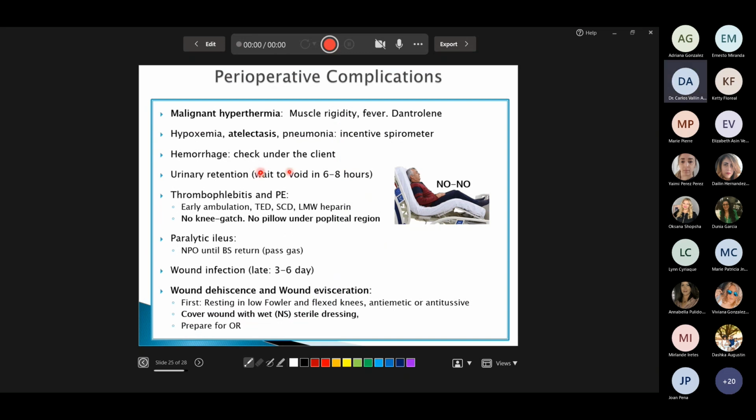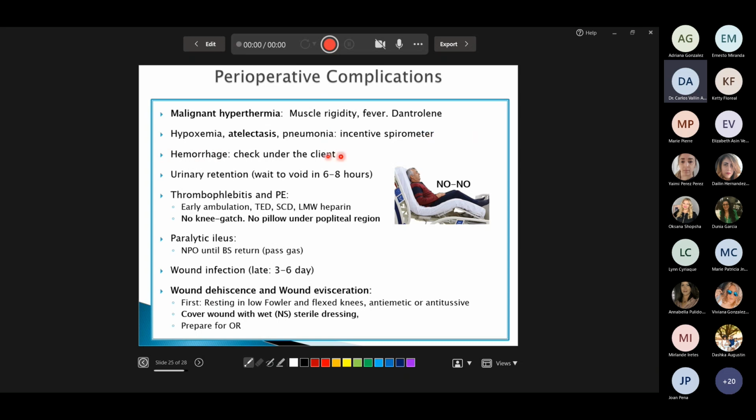Remember the perioperative complication of malignant hyperthermia, which is diagnosed when the patient develops fever during the surgery or immediately after the surgery, and muscle rigidity. The medication dantrolene should be available to treat this malignant hyperthermia. The patient is at risk of developing respiratory complications: atelectasis, pneumonia, hypoxemia. For that reason, therapies like incentive spirometer, cough, splinting, and early ambulation are used.